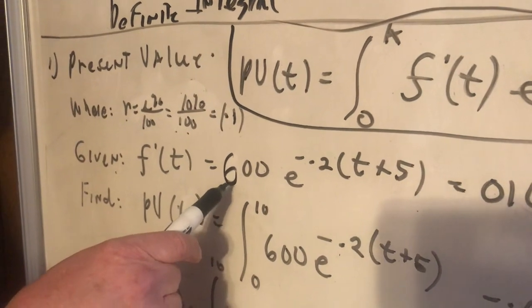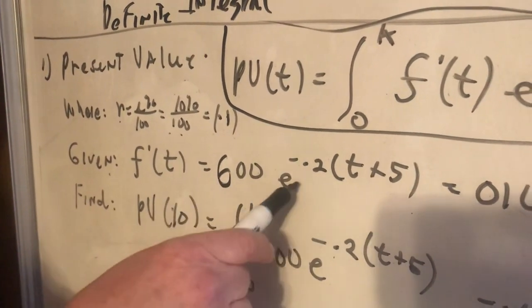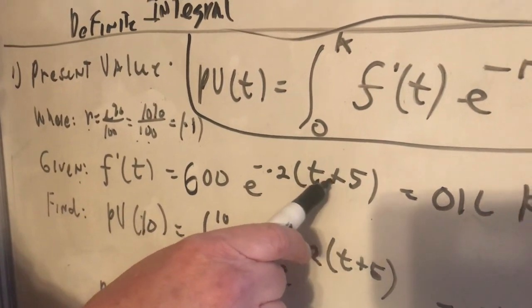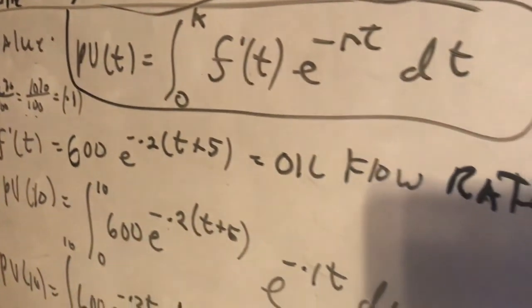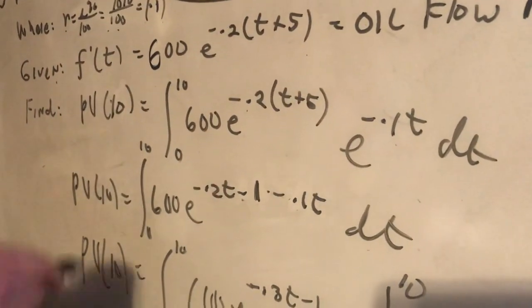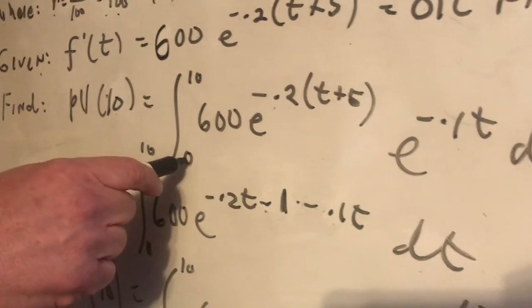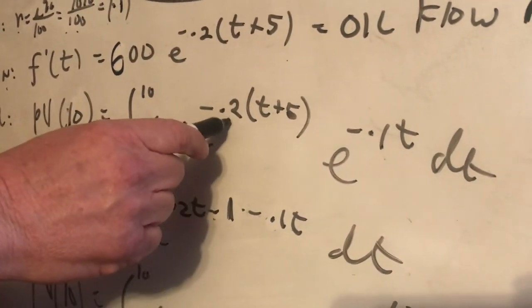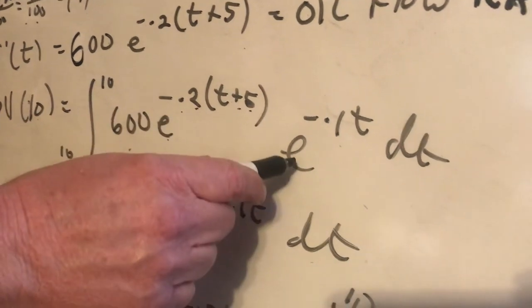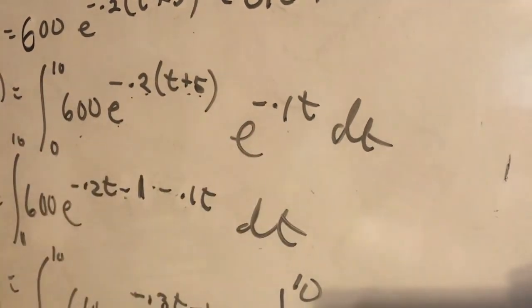whatever you call those things that produce oil, is 600 e to the minus 0.2 t plus 5. That's the oil flow rate from one oil well. They want to sell an oil well, so we're looking at the present value, in 10 years from now. 0 to 10, 600 e to the minus 0.2 t plus 5 e to the minus 0.1 t.